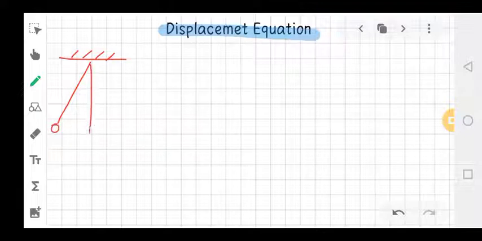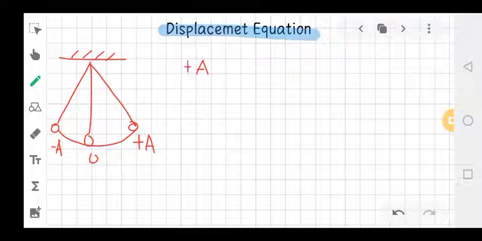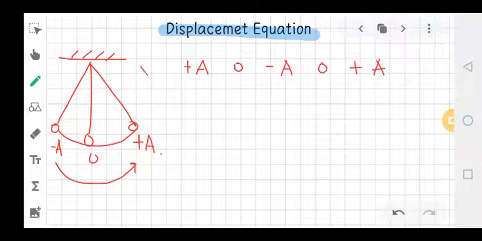Now, I want you to pay attention to this. It's very, very important. If you set up a system in simple harmonic motion, consider these three points. This one is plus A, when the body is at maximum displacement to the right. At equilibrium position, that is zero. At the other reverse side, this is minus A. So when it is going, it touches plus A, zero, minus A. Then when it is coming back, from minus A it goes to zero, then to positive A. These are all the values of displacement.